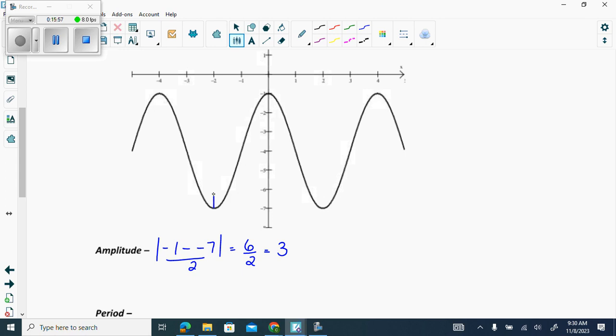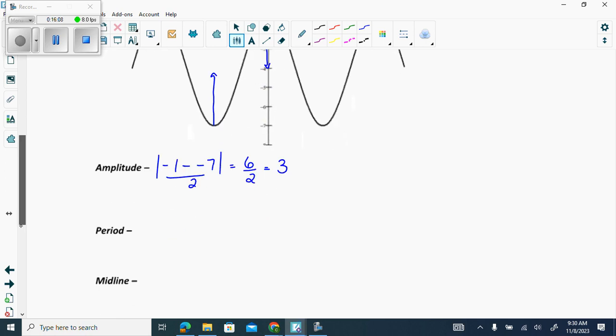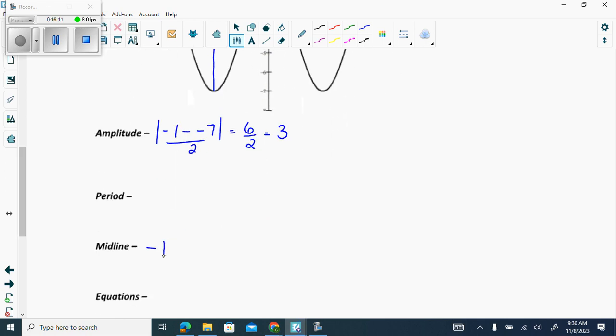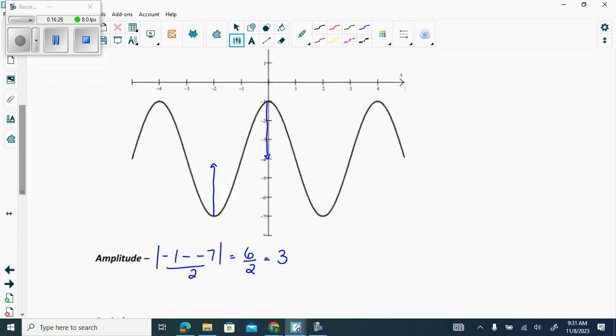If I counted up 3, 1, 2, 3, and I counted down 3, 1, 2, 3, they meet at the what? Midline. So I can find my midline that way, or I can find my midline by going -1 plus -7 divided by 2, because I'm trying to find the average between them, which is -8 divided by 2, which is -4. So I can use the actual formula to get it, or I can count my amplitude up, amplitude down, and draw myself a line at y equals -4.